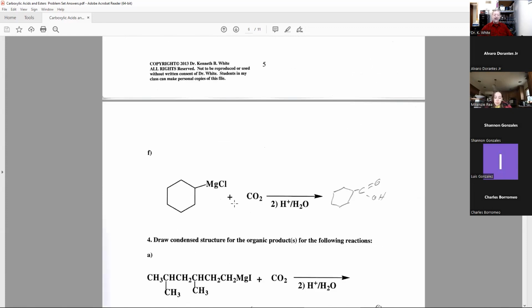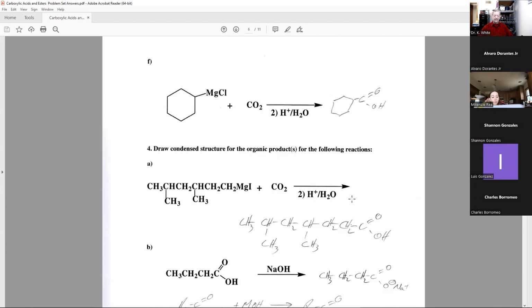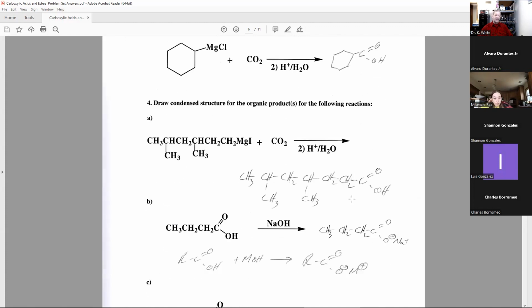Now, if we look at F, we have R is a cyclohexane ring, and we get this carboxylic acid. And in A, I gave you a much more complex R group. Favorite trick on an organic chemistry test, put a big scary molecule. Woo. If you know it's an R group, then it's not scary. If you don't know what you're doing, it's scary.